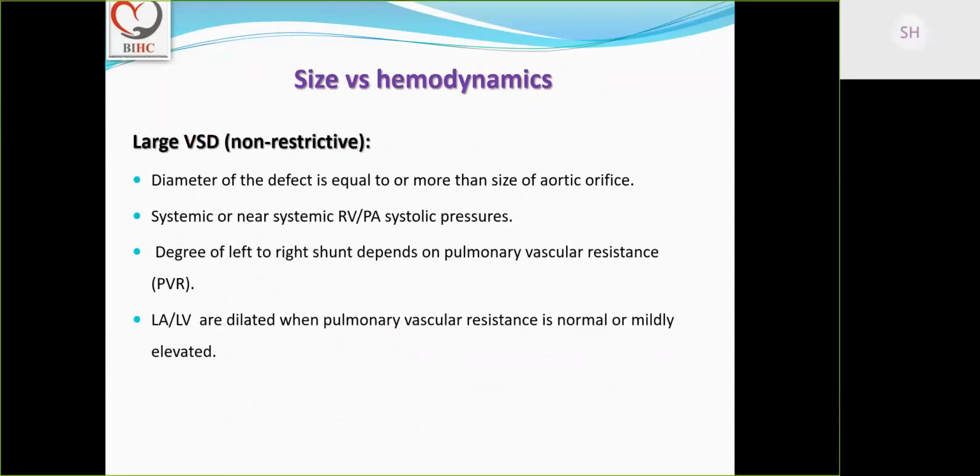It's a large VSD, restrictive. We already defined it: the diameter of the defect is equal to or more than the size of the aortic orifice. The pressures in the PA and RV in systole are systemic. And the degree of left to right shunt depends on the pulmonary vascular resistance and is established by 2 to 3 months, the full brunt. LA and LV are dilated when the pulmonary vascular resistance is normal or mildly elevated.